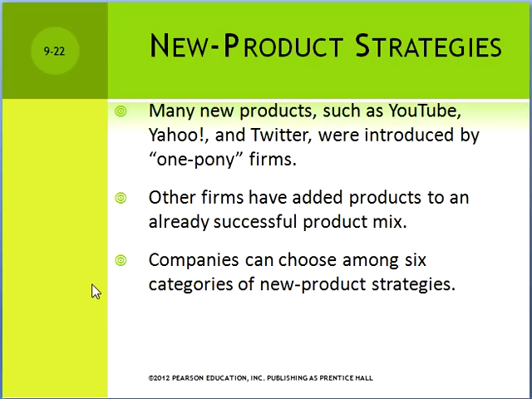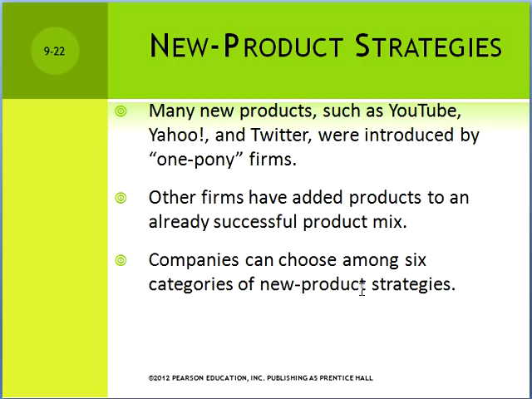Next, we move to the new product strategies. How do you develop new products online? Many new products such as YouTube, Yahoo, etc. were introduced by one-pony firms, which means individual companies coming up with new products. However, other firms have added products into an already successful marketing mix. For Yahoo, there was no other product before. They were the first one. Same way, YouTube was the first one. It was just a concept by the entrepreneur, and then it became successful.